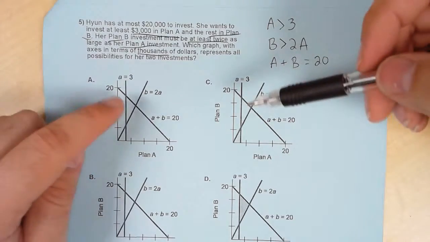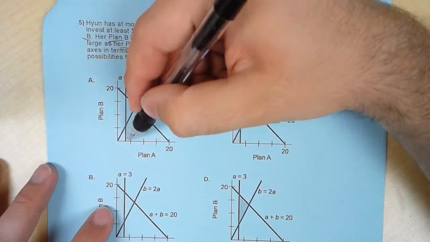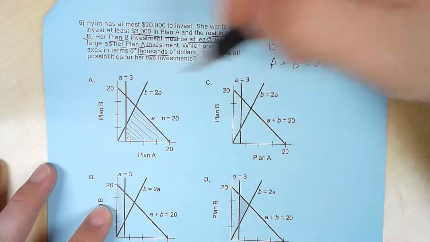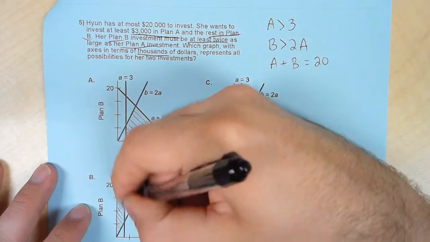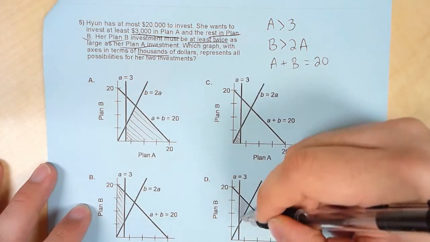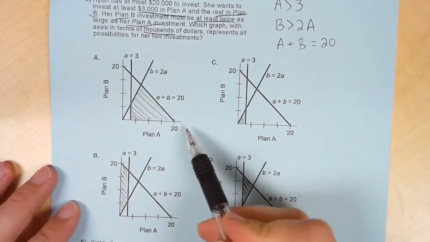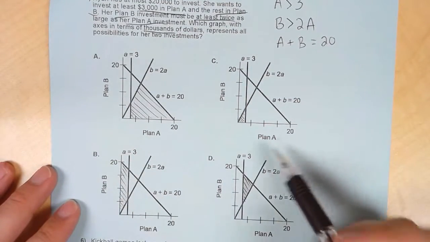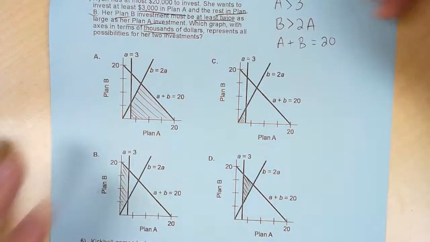Alright, so we've got our lines here. Looks like all these are the same. What's different is where this is shaded. So I'm just going to highlight where this is shaded a little bit heavier so that we can make sure we're all on the same page here. What we're looking for is making sure we can graph these inequalities correctly. Looks like all the graphs are the same except for the shading. So plan A and plan B.